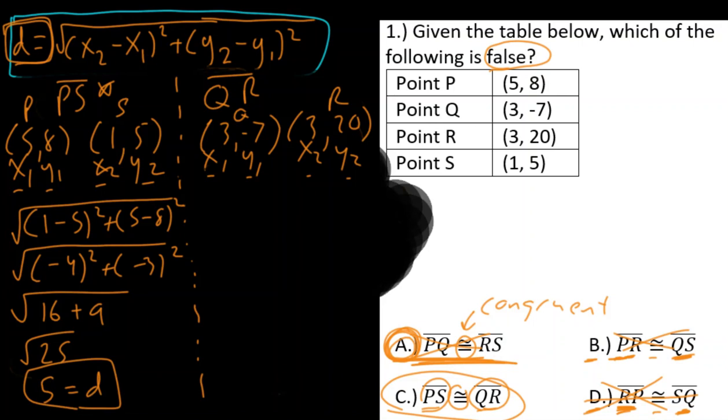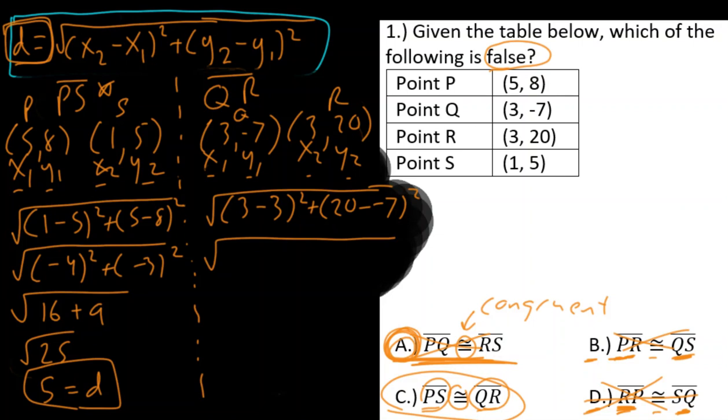Okay, let's go ahead and let's go to QR. Okay, I draw my square root symbol. I know that it's x2, which is 3 minus x1, 3 squared, plus, and then over here we have y2, 20 minus negative 7, you want to be careful there, squared. And right off the bat, look, if you're good at mental math, you should see that this will already be different, but let's work it out for the practice. I know that 3 minus 3 is 0 squared, but 0 squared is nothing, so it just cancels. And here we have 20 minus negative 7, or 20 plus 7, which is 27 squared.